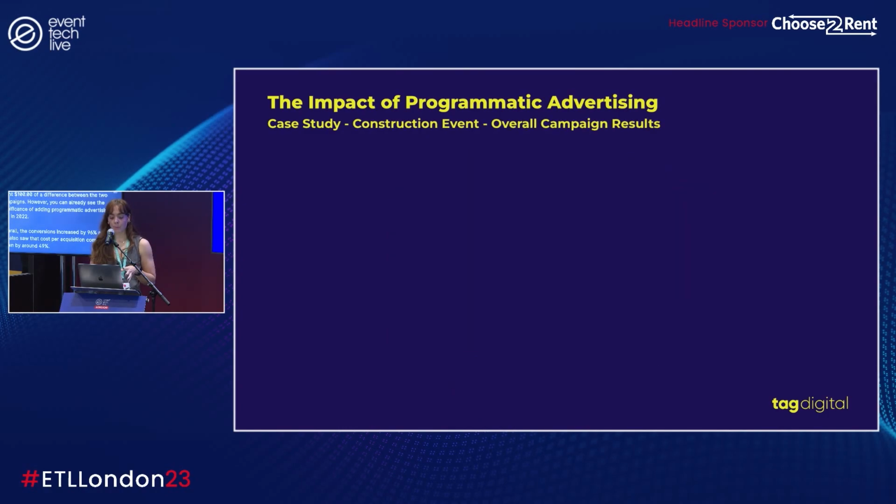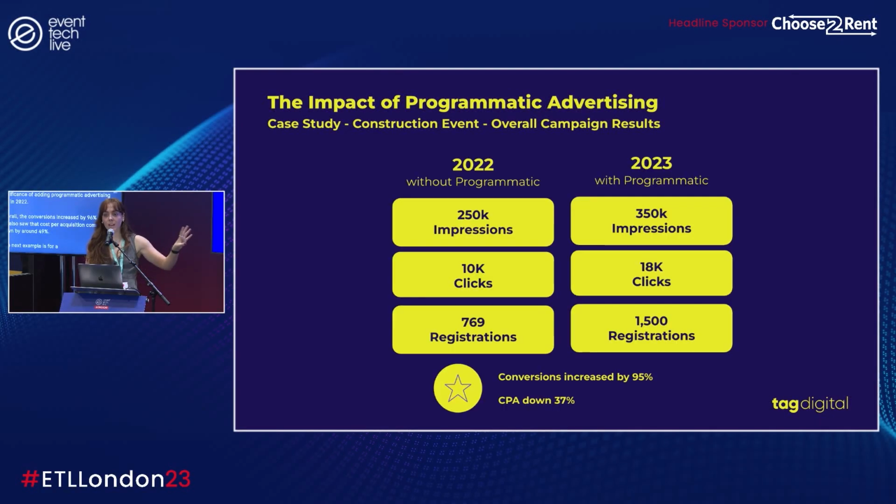The next example is for a construction event that we ran, and again, we see a very similar impact of programmatic advertising, with an increase in conversions by 95% and a decrease in the CPA by around 37%. Also, if we look beyond the conversions, there's also a direct impact on our impressions as well. So in 2022, there was around 250,000 impressions, versus 2023, we had around 350,000 impressions.